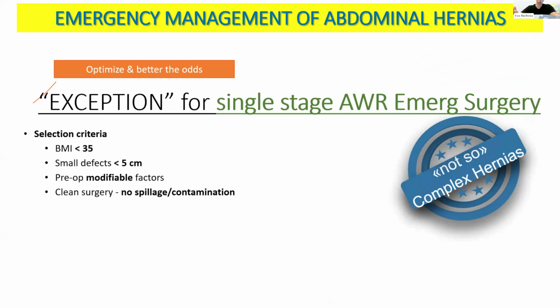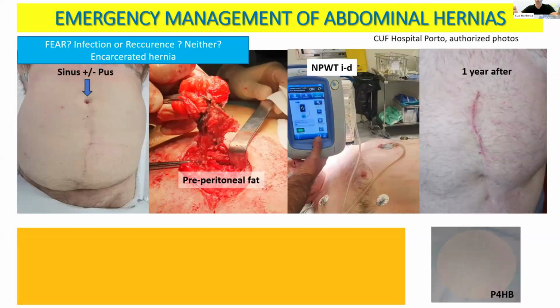If there is no contamination and the patient is morbidly obese, around 34, 35, 36, with a small defect, you can actually go for the possible correction, knowing that you have a little bit of a higher percentage rate of failure, but still you can go for it.